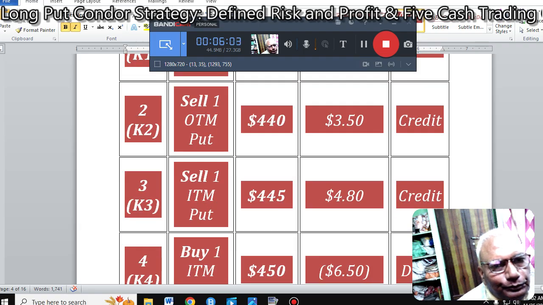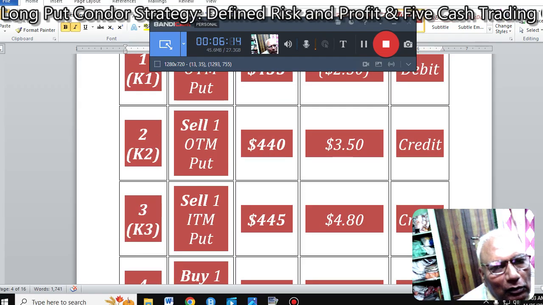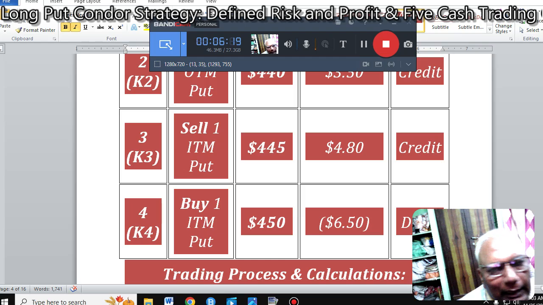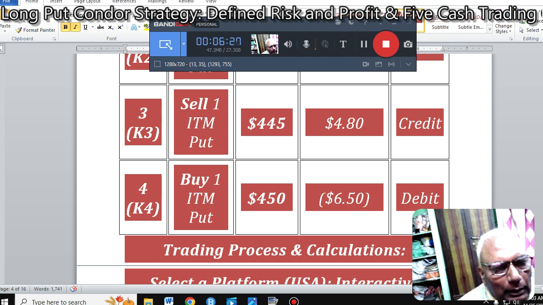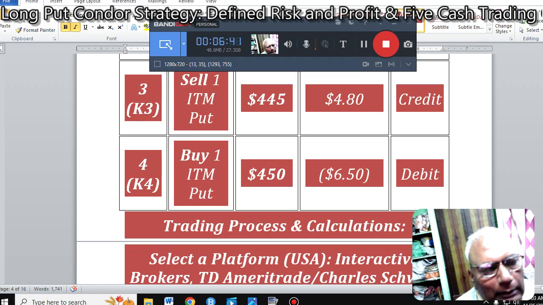Number 3, K3: sell 1 ITM put, strike $445, $4.80 credit. Number 4, K4: buy ITM put, strike $450, $6.50 debit. These are the 4 legs.